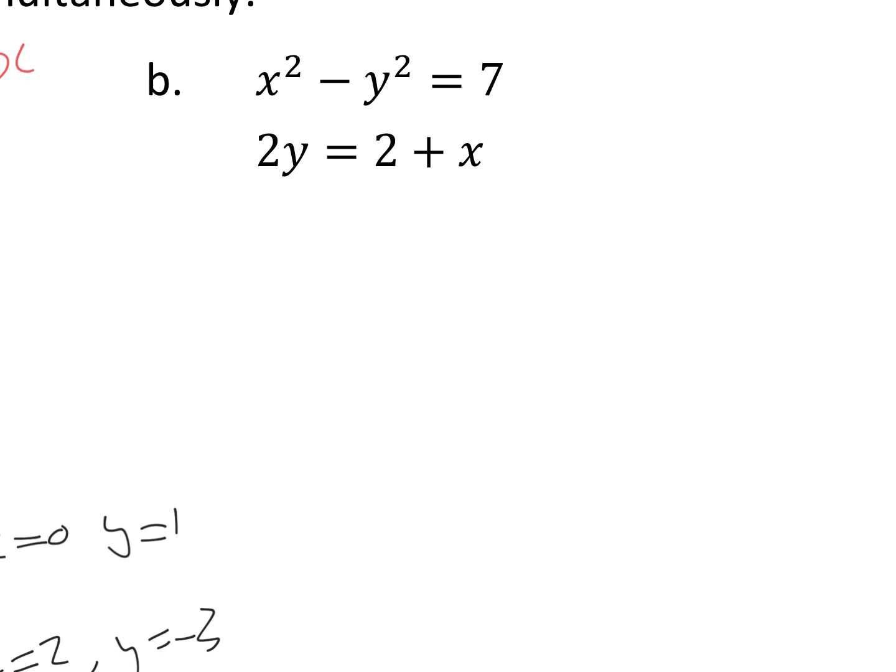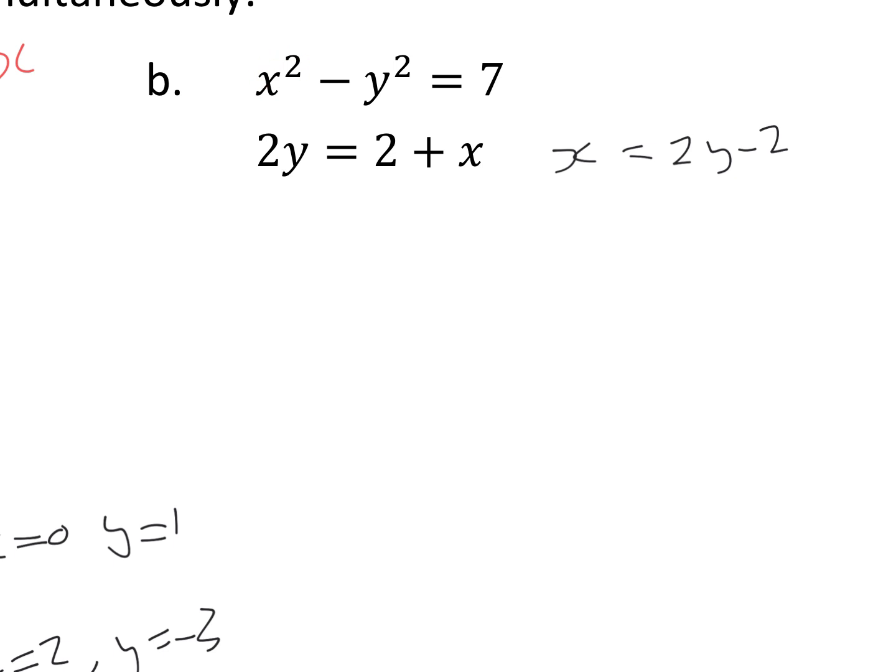Okay, the second one, we've got x squared minus y squared is 7, and 2y equals 2 plus x. Now, if I want to use substitution, I want to substitute into the harder one, so I want to leave this one as it is. If I make y the subject, that will be 2 plus x divided by 2, an awkward fraction. So I'd prefer to have what x is equal to, because that's quite simple. x is equal to 2y minus 2, and that's easily substituted into the first equation.